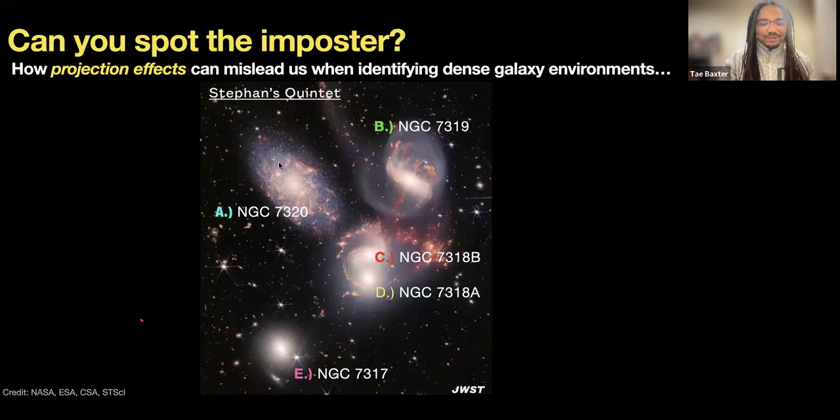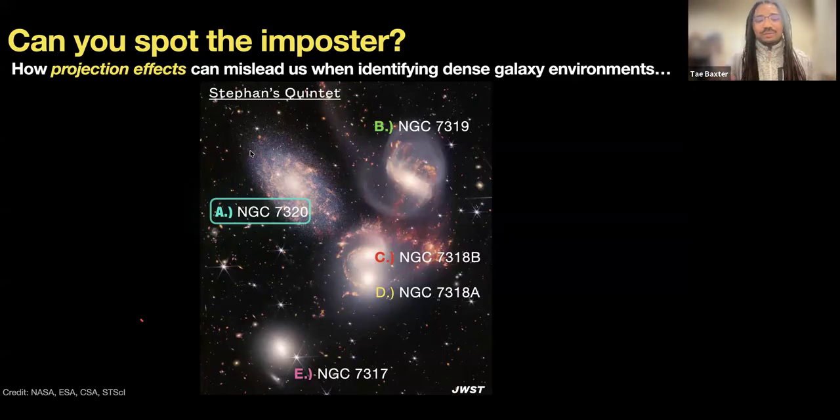All right, if you have your answer, just hold that in your head. It turns out that this galaxy here, option A, NGC 7320, is the imposter. It's not spatially correlated with the others. The way that we can determine that is by measuring the distances to all these galaxies. We find that this galaxy is actually a foreground galaxy, so these other galaxies are further away than this galaxy is.